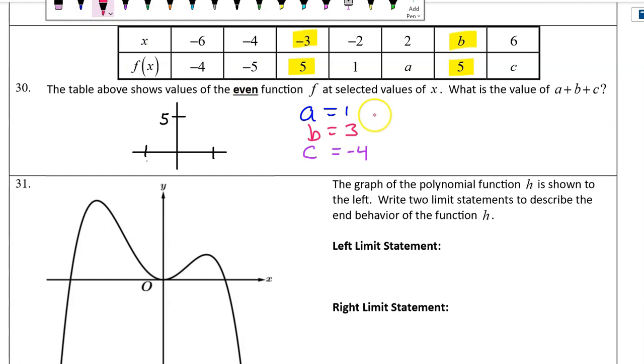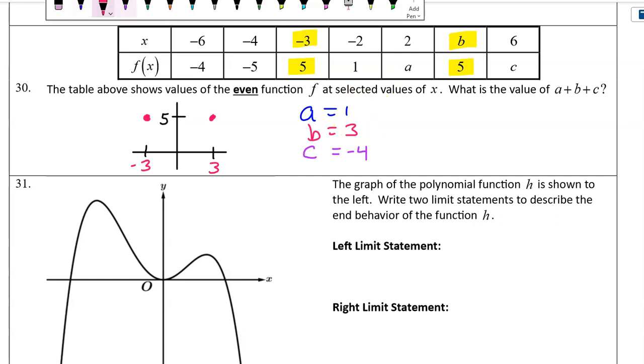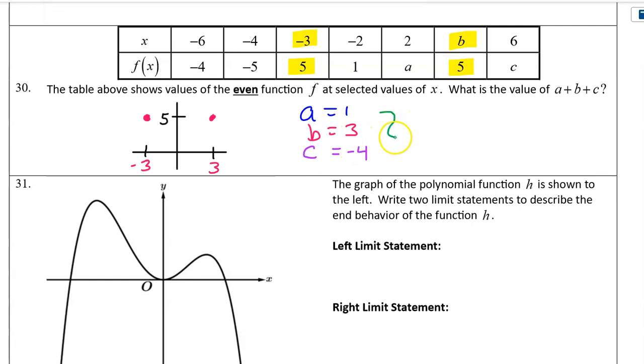Let's look at that graphically. If we know that we have 2 points that have a y value of 5, so we have a y value of 5 here and here. For an even function, these have to be mirror images of each other. And if we know that one of them is at -3, then the other one must be at +3. So that's another way of understanding why b had to be +3. So in the end, we are actually being asked to find the value of a plus b plus c. So if we add these up, this is 0.